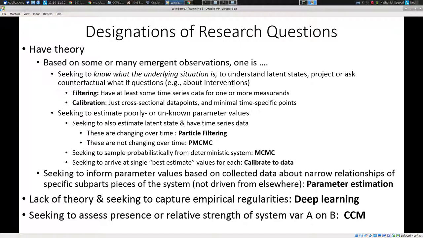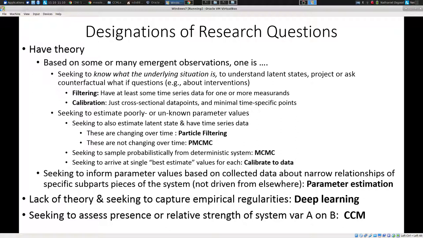So, in terms of research questions, there's a broad set of research questions where you have some theory, or you want to build some theory. You might have particular questions, particularly if you have theory in the form of a model. So if you want to understand what the underlying situation is, to understand the latent states, or understand the value of parameters, you're going to have different needs here.